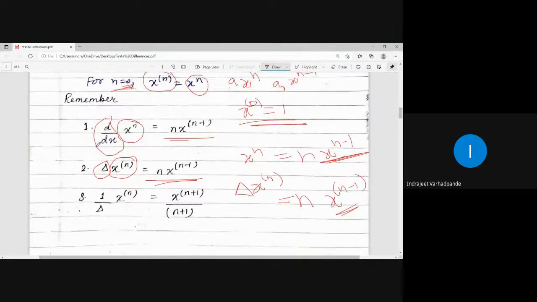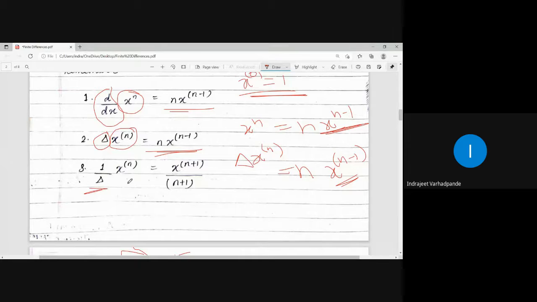Similarly, when d/dx is operated on x to the power n, it gives n into x to the power n minus 1. Analogous to d/dx, delta is the forward difference operator operated on the factorial notation. So delta of x to the power n factorial is n into x to the power n minus 1 factorial. The reverse of the derivative is integration, or the inverse of the derivative is integration. So the inverse of delta is 1 upon delta, and 1 upon delta will act as integration. In integration, the power gets added. It becomes x to the power n plus 1 upon n plus 1 when you do the integration.